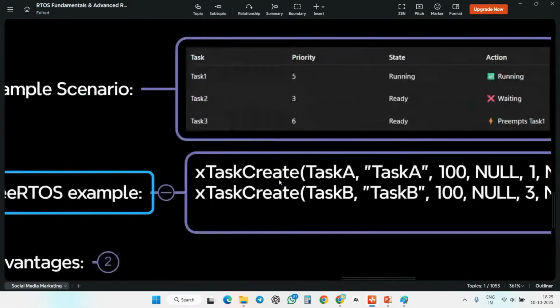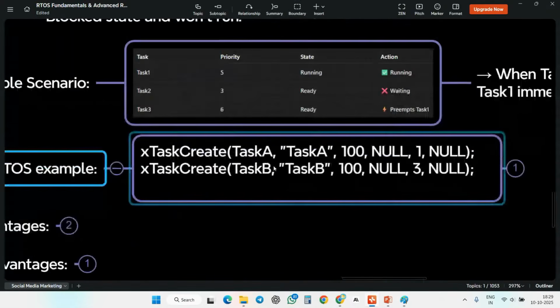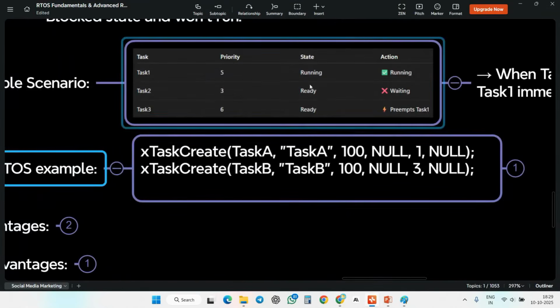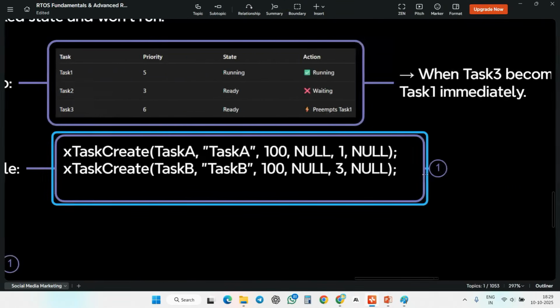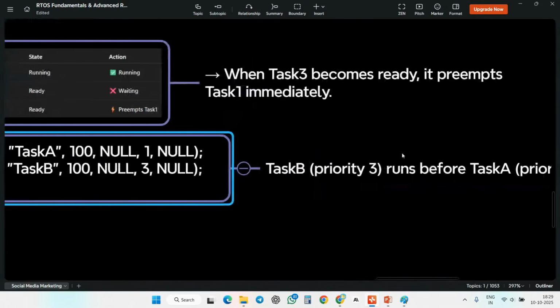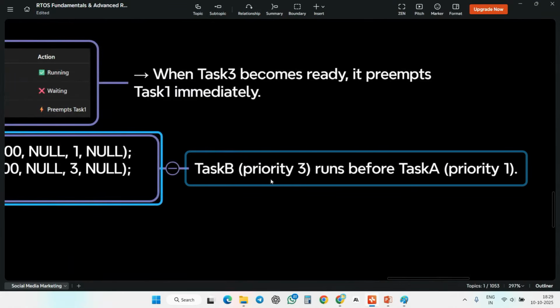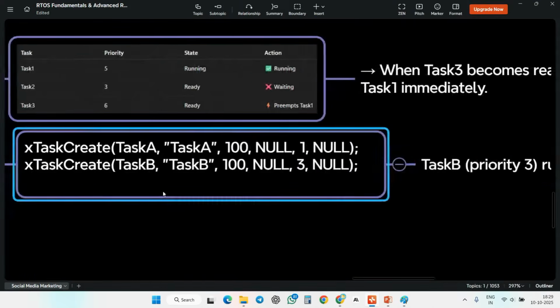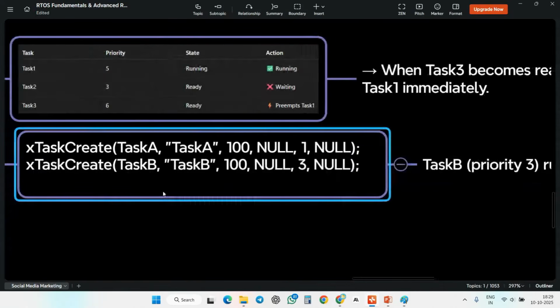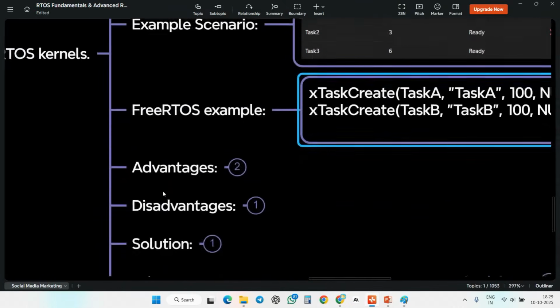Here is a FreeRTOS example. This is how we are going to write code in upcoming sessions. You create a task named A with its priority number, and task B with priority number 3, and we will see which one preempts. Task B runs before task A, because task B has the higher priority, so it runs first.